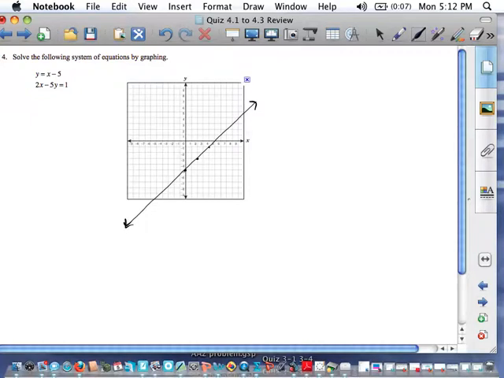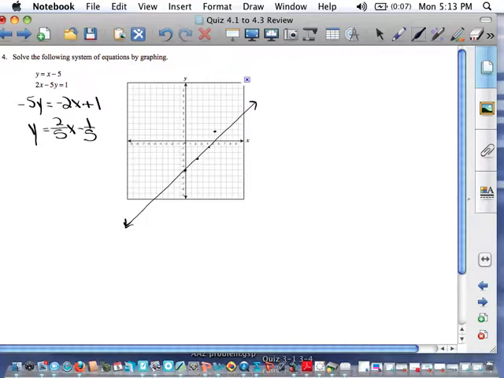Then the second equation, 2x minus 5y equals 1. We have to get that in slope-intercept form in order to graph it. So I have minus 5y equals negative 2x plus 1. So y is equal to 2/5 x minus 1/5. So the y-intercept is at negative 1/5. It's about right here. And it has a slope of 2/5, so I'm going to go up 2 and over 5. So that's about right there.